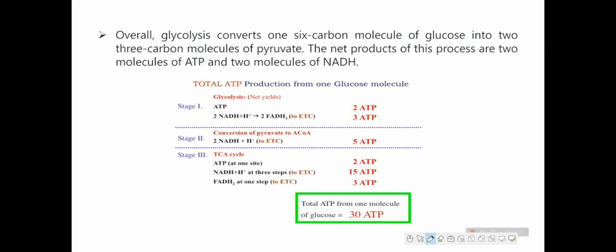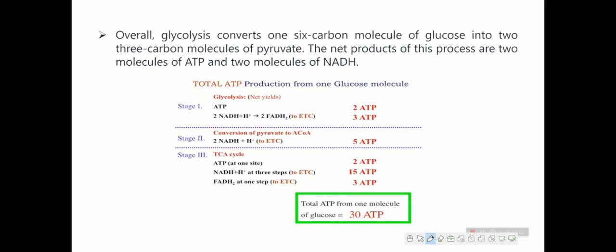This is the overall glycolysis that converts 1, 6 carbon molecule of glucose into 2, 3 carbon molecules of pyruvate. The net products of this process are 2 molecules of ATP and 2 molecules of NADH, right? See, in metabolic reaction there are 3 stages. First stage is glycolysis. Second step is conversion of pyruvate to acetyl coenzyme A, and third step is the TCA cycle, that is tricarboxylic acid cycle. So in all steps the energy will be released. Overall energy will be released in all these steps.